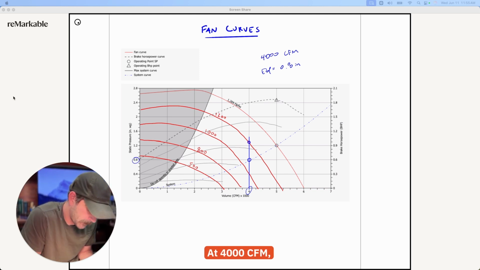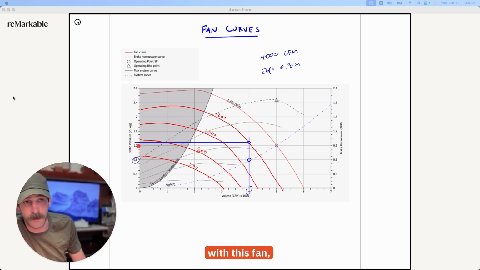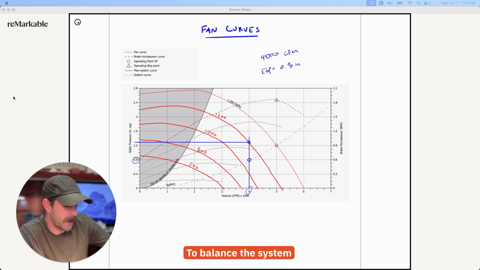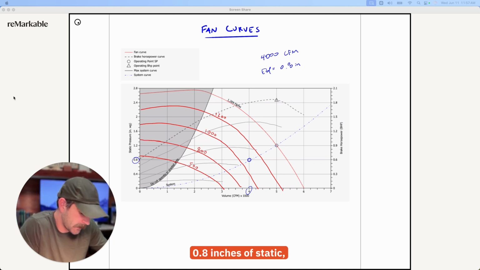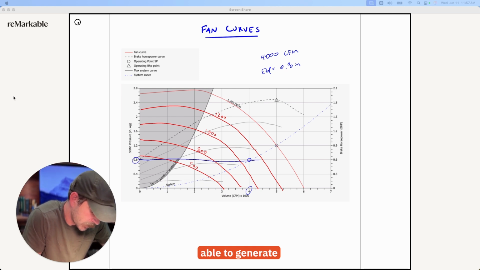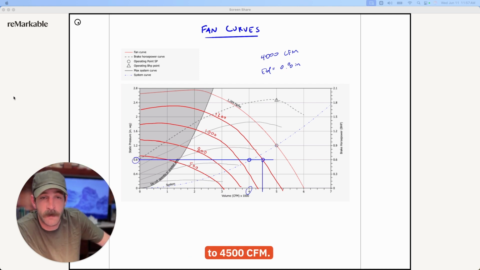At 4,000 CFM, we're able to generate over 1.2 inches of static with this fan, which is more than what we need. To balance the system to maintain this CFM for this fan, you may need to artificially increase your external static by slightly closing dampers and keeping this nice and happy. Another way to look at it is if the system is at 0.8 inches of static, then this fan is going to be able to generate more than 4,000 CFM. It's going to want to move closer to 4,500 CFM.